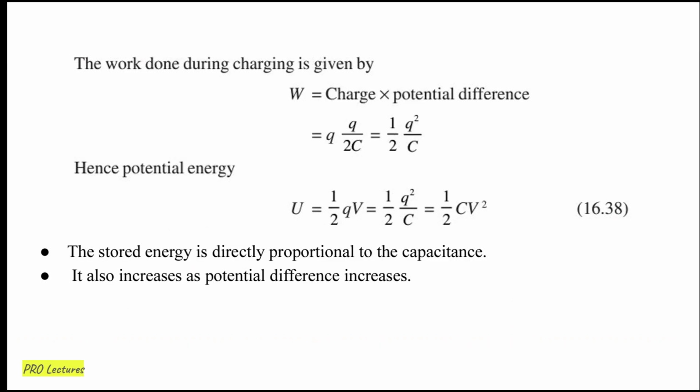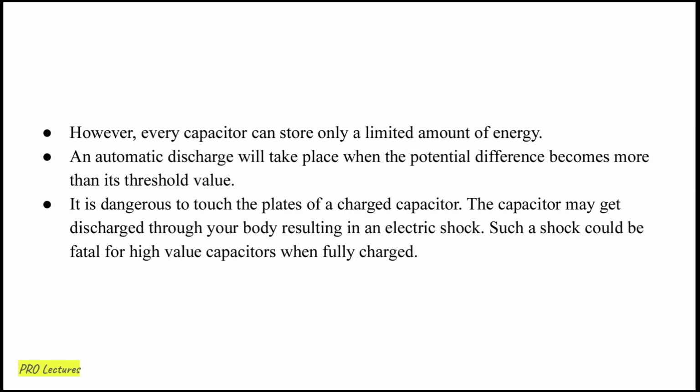This energy is stored in the electric field between the plates. The stored energy is directly proportional to the capacitance. The energy stored in the capacitor increases with both capacitance and voltage. However, every capacitor can store only a limited amount of energy, and an automatic discharge will take place when the potential difference becomes more than its threshold value. But be careful, capacitors store energy, and if discharged rapidly, they can release it as heat or even cause electrical shocks. It's especially dangerous with high value capacitors.